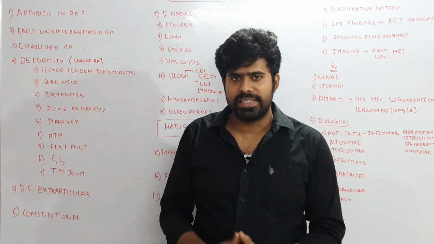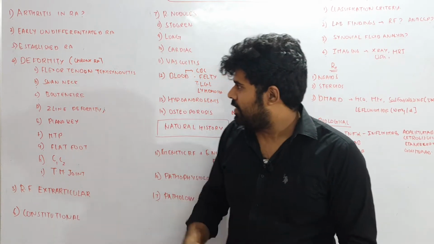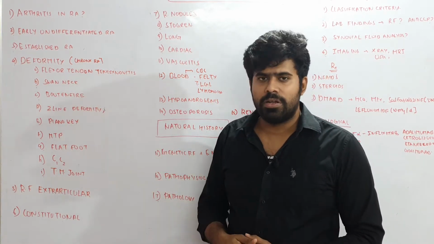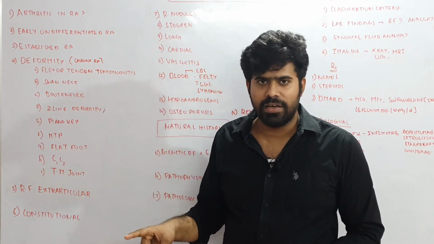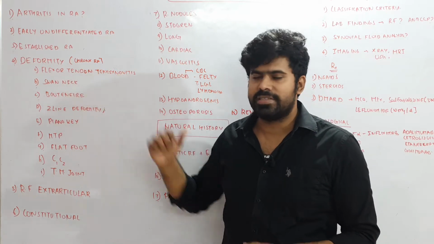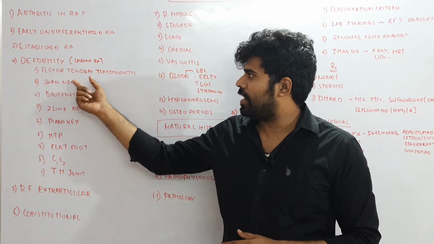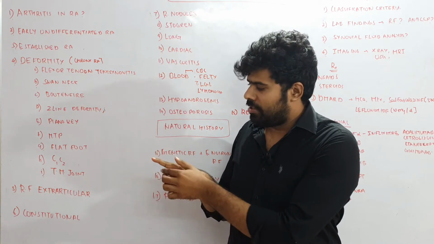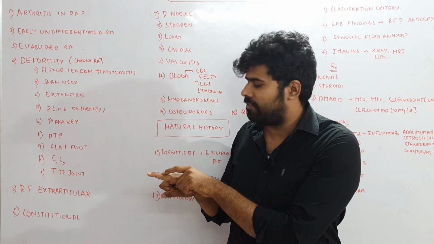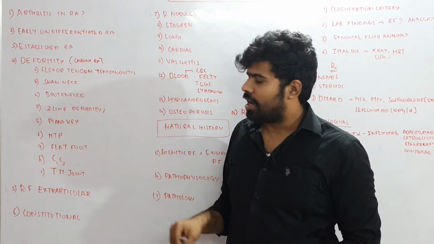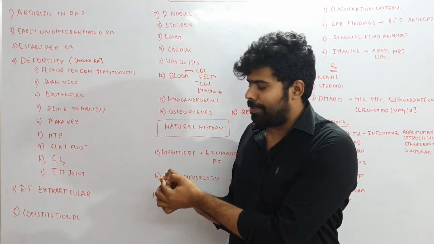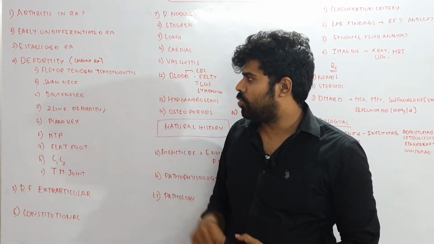So what are the deformities classically seen in rheumatoid arthritis? The first is flexor tendon tenosynovitis. Because of it, the patient can develop problems like trigger finger, or difficulty in gripping with the fingers. What is the Swan neck deformity? There is flexion of the distal interphalangeal joint and hyperextension of the proximal interphalangeal joint. In the boutonniere deformity, there is flexion at the proximal interphalangeal joint and hyperextension of the distal interphalangeal joint.